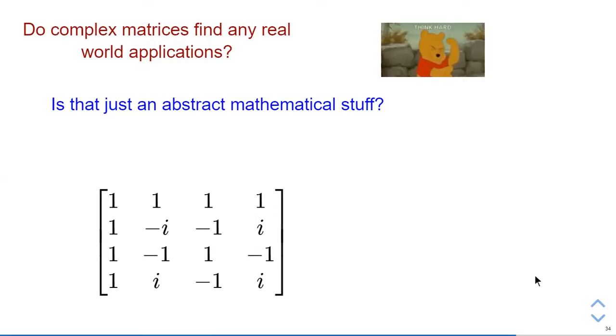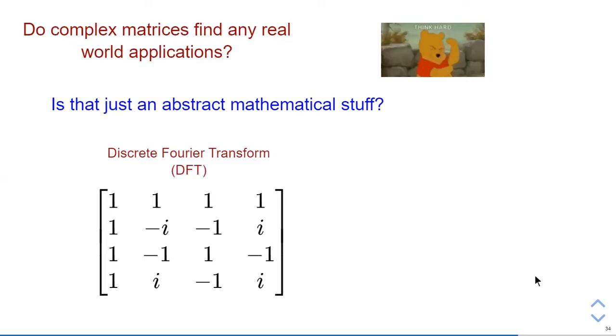But the question is, are the elements in this matrix random? I did not just insert all those elements because it should be a complex matrix; it is coming from some concept. So this matrix, which is a 4 by 4 matrix, comes from a transform, a mathematical transform which we call the discrete Fourier transform. The Fourier transform is one of the core transforms that is applied in many domains.